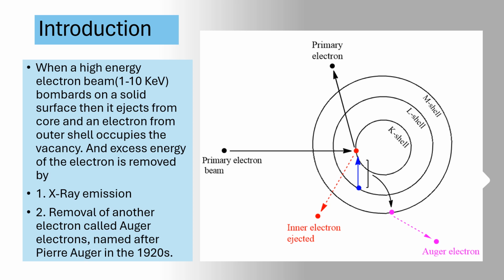When a high-energy electron beam bombards a solid surface, it ejects a core electron, and this vacancy is filled by an outer shell electron. This excess energy can be removed by two processes. The first one is X-ray emission, and the second one is removal of another electron, which is called the Auger electron. We note that if an X-ray is emitted, it's a radiative process, and if another electron is emitted, it's a non-radiative process. So we'll be talking about this removal of another electron, known as the Auger electron, which was named after Pierre Auger.